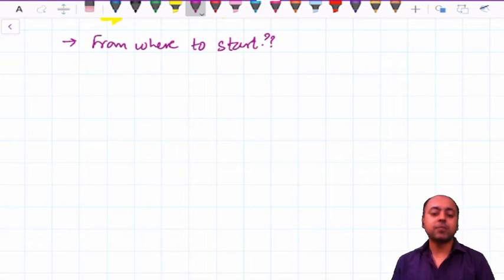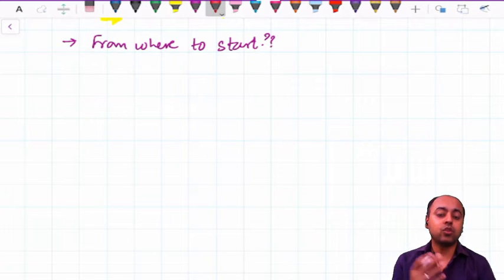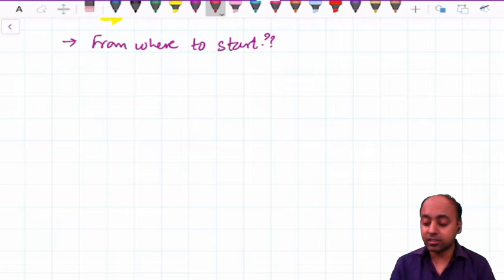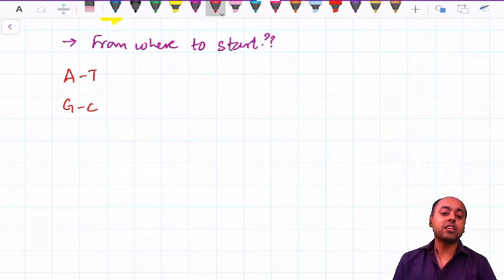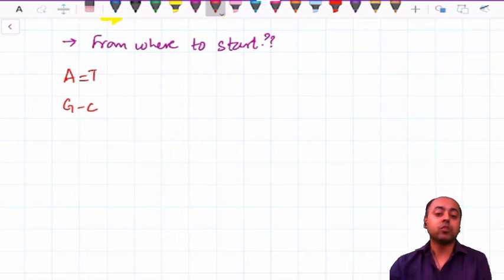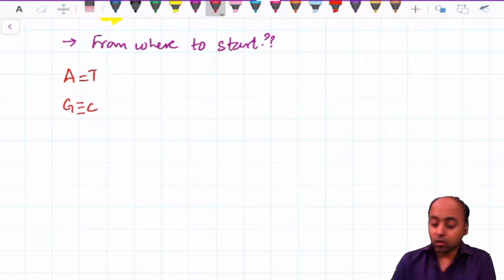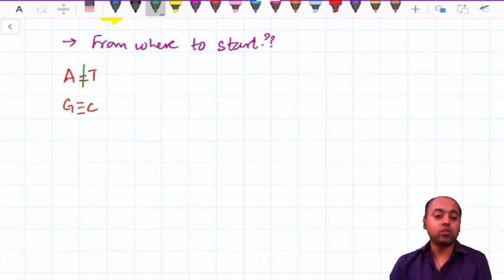Okay, so the first primary question in front of us is from where to start. And for this you have to go back to the Chargaff rule that we had discussed. If you recall, when there is A and T and when there is G and C, how many hydrogen bonds are there between each of them? Between A and T we said there are 2 hydrogen bonds. Between G and C there are 3 hydrogen bonds. So which is easier to break? Obviously it is easier to break the 2 hydrogen bonds.